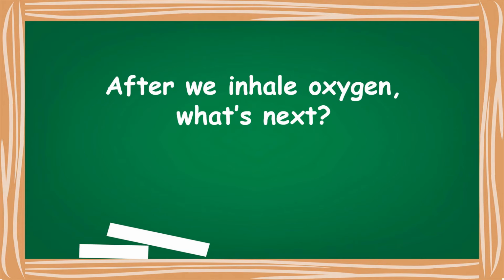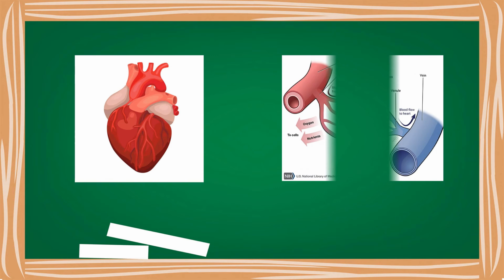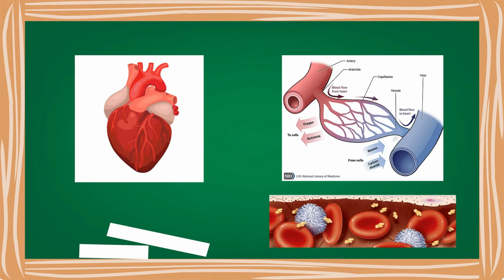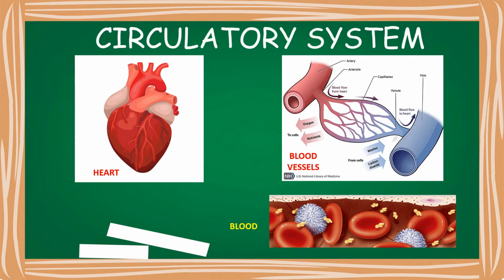Yes, there is another system that could help the respiratory system to distribute the oxygen. And that is another system that we're going to discuss. Are you familiar with this one? This one? And this one? This is the heart, the blood vessels, and the blood. These parts or organs are the main parts of what we call the circulatory system. What is the circulatory system?